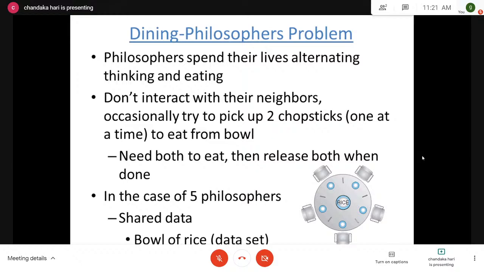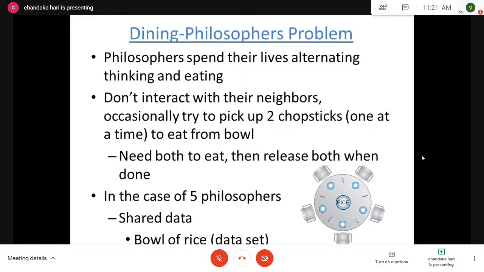They don't interact with their neighbors. Occasionally, they try to pick up 2 chopsticks, one at a time, to eat from a bowl. Suppose each one has some rice on their plate, and one chopstick has been placed between each pair of plates.